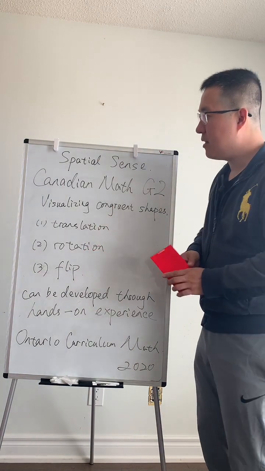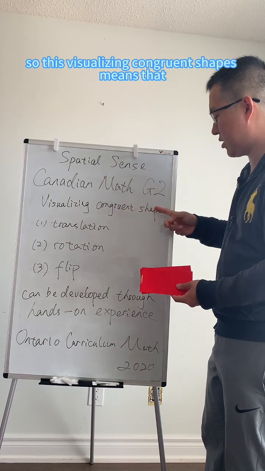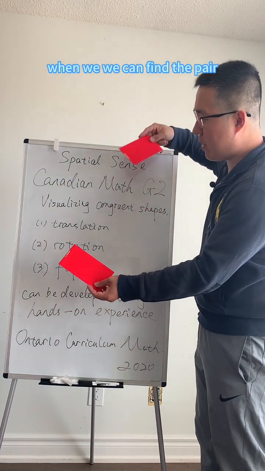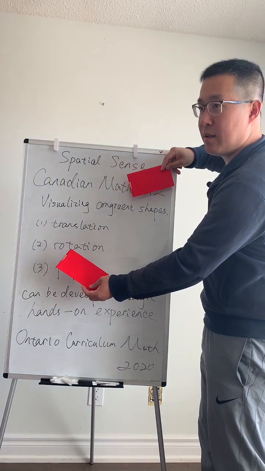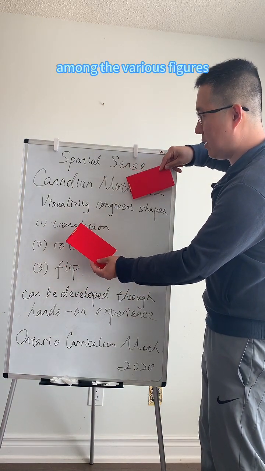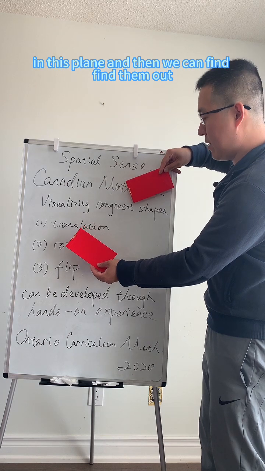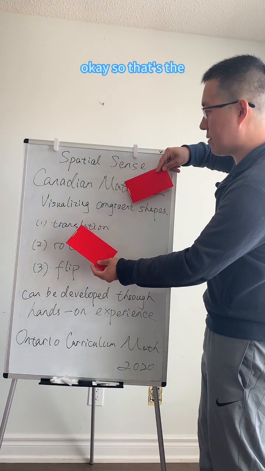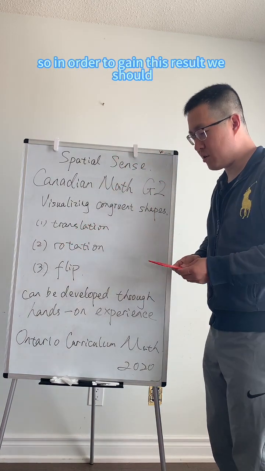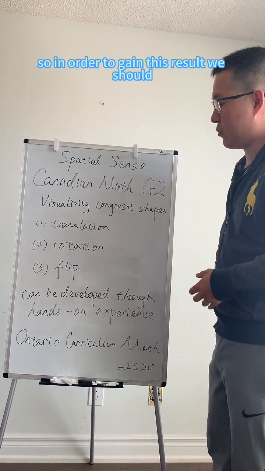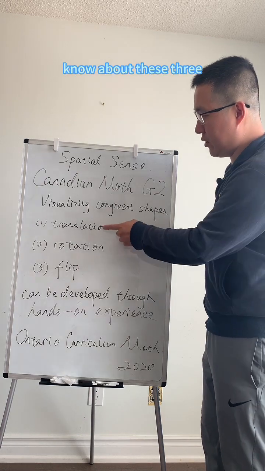Okay, so visualizing congruent shapes means that we can find the pair, for example, if these two shapes are among the various figures in this plane, we can find them out. So that's the ability of this spatial sense. Okay, so in order to gain this result, we should know about these three.